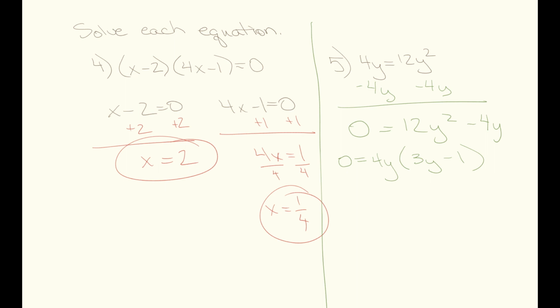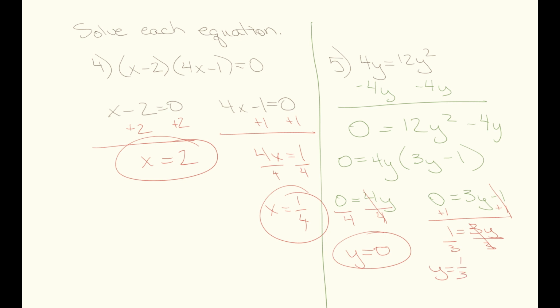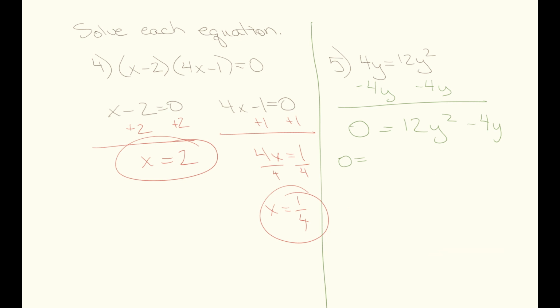And now that it's factored, I set each of those things equal to 0 and separately solve them. So solve for the y in both of those equations. So divide by 4 in the first one, you would get y equals 0. In the second equation, I would add 1 to both sides, and I get 1 equals 3y. Divide both sides by 3, and I would get y equals 1/3. So 0 and 1/3 are both of my answers.